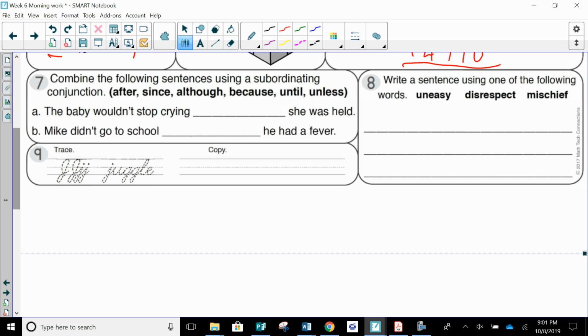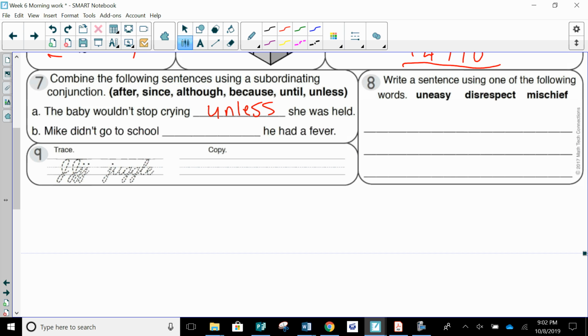Right, 7 says combine the following sentence using the subordinating conjunction. After, since, although, because, until, unless are our options. It says the baby wouldn't stop crying, blank, she was held. They are saying unless. I would say until she was held. Either one of those would work.